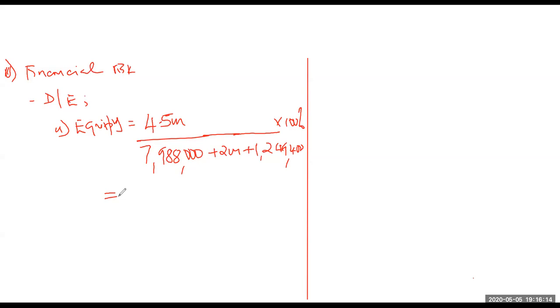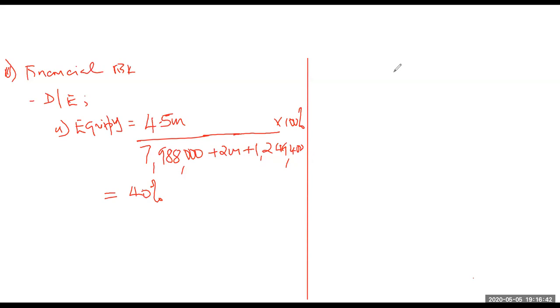And get 44. So the answers are conflicting. Is it 40 or 44? Someone confirm? 40 or 44? 40. Okay, Timothy, check. I suppose it's meant to be 40. So you get 40%, therefore, to be the revised debt to equity ratio in case you use equity financing.